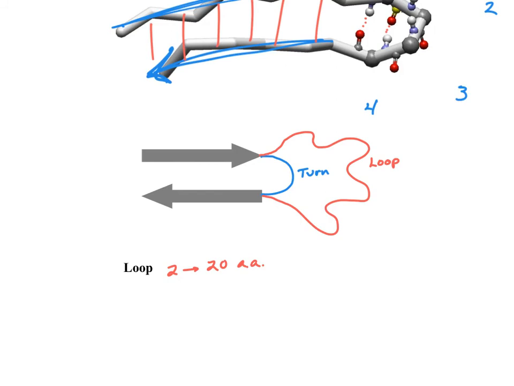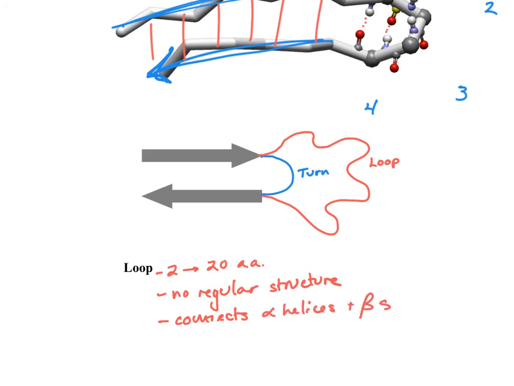There's no set length. There's no regular structure. There's no repeating patterns. It's basically structure that connects alpha helices and beta sheets to each other.